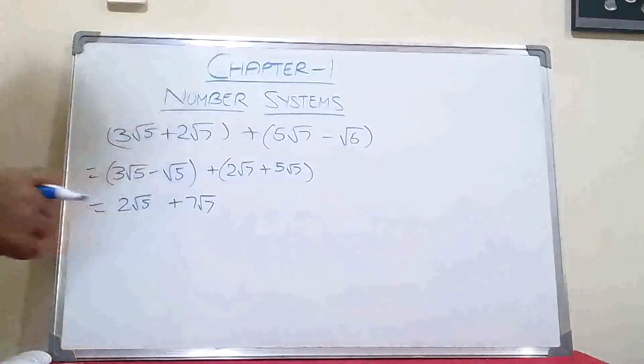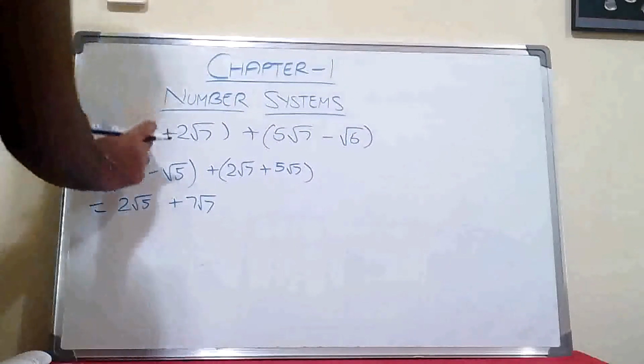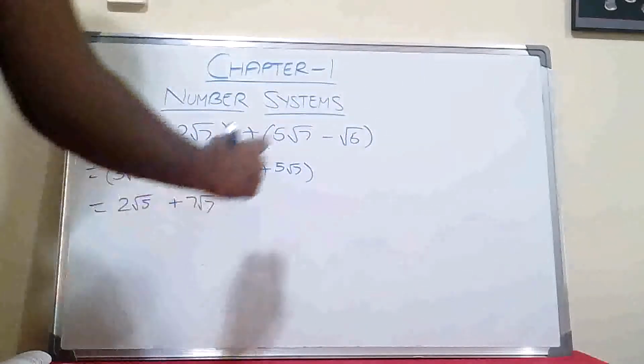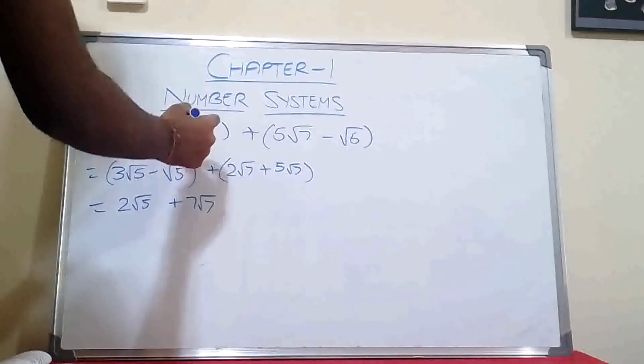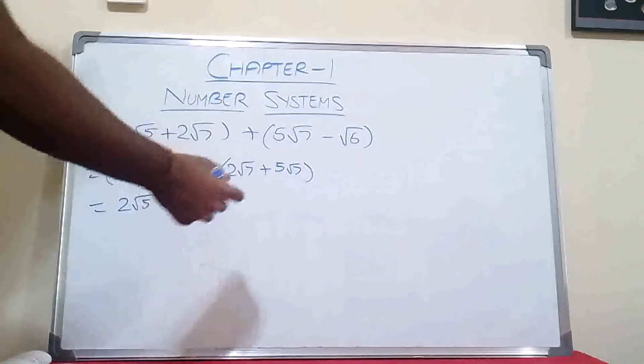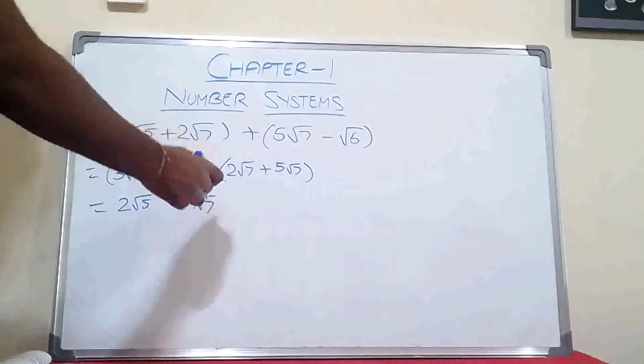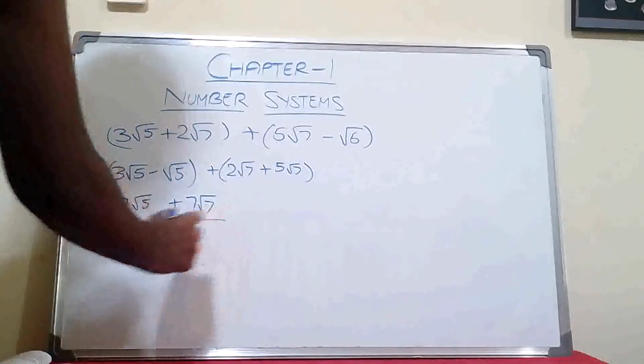So when we take it together, it becomes 3 root 5 minus root 5, which gives us 2 root 5, and 2 into root 7 plus 5 into root 7, we get 7 root 7. So we just add them and keep it like this. We can't simplify it more.